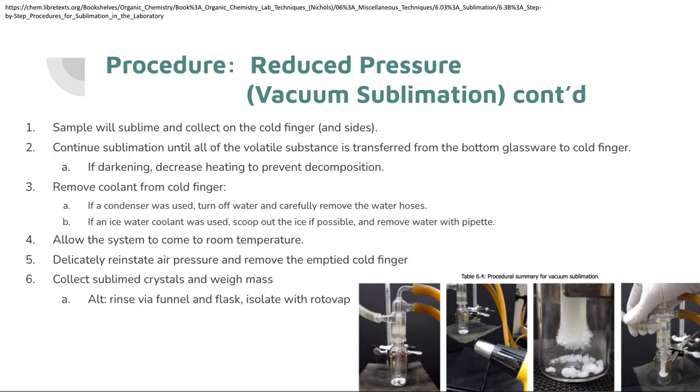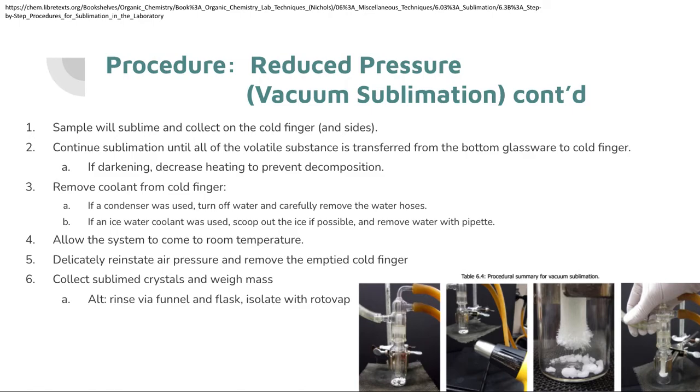Solids should begin to deposit on the cold finger and generally will also happen on the outside of the glassware. Solid can be coaxed away from the outside of the glassware towards the cold finger by waving the heat gun or burner periodically up the sides of the glass. Continue the sublimation until all the volatile substance is transferred from the bottom piece of glassware to the cold finger. If the compound begins to darken, decrease the rate of heating to prevent decomposition.